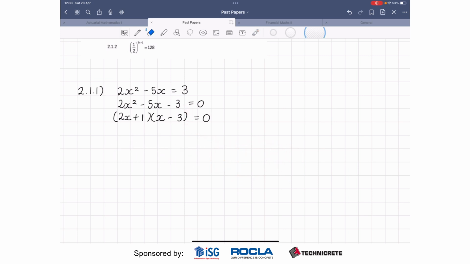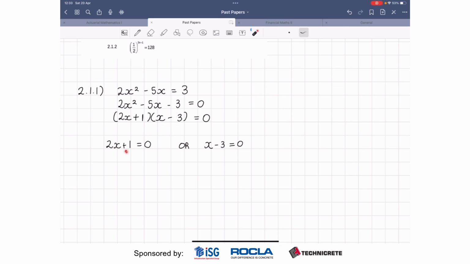Okay, then we continue to solve for x. So if I've got these 2 brackets multiplied together and the answer is 0, that means that either this bracket is equal to 0 or this bracket is equal to 0. So if the first bracket's equal to 0, that means 2x plus 1 equals 0. And the second one is x minus 3 equals 0. Now I'm going to solve for x in both brackets.